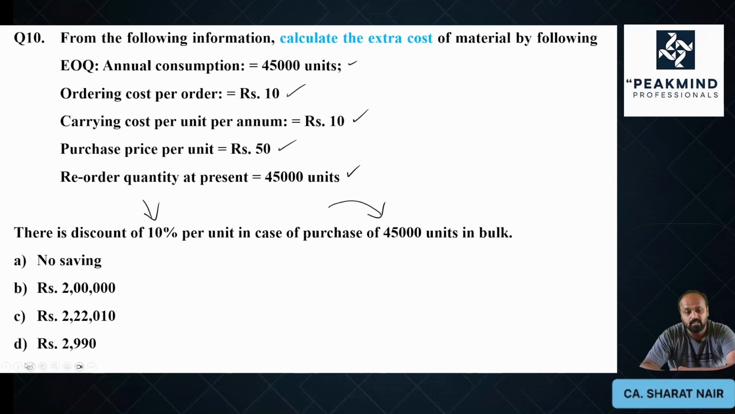So what we need to do is find out the total cost at EOQ, and then find out the total cost if we accept the discount offer, and then find out the extra cost which will be incurred.